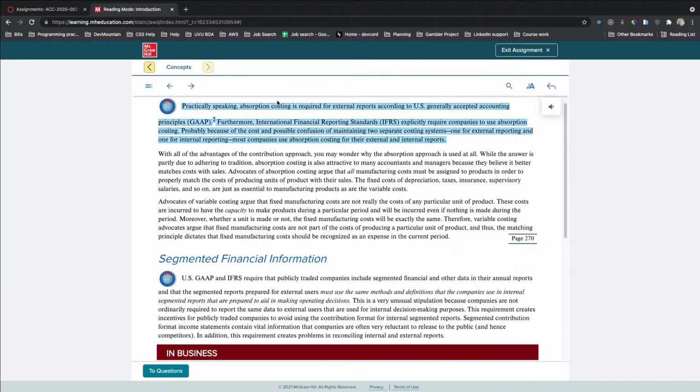Practically speaking, absorption costing is required for external reports. Use absorption for both. Cool.